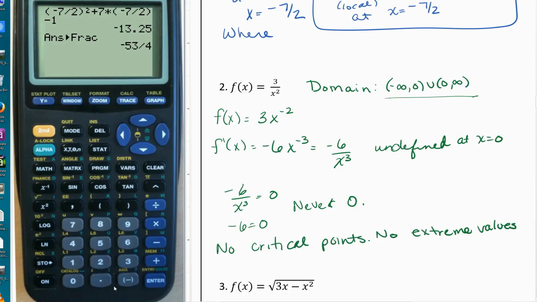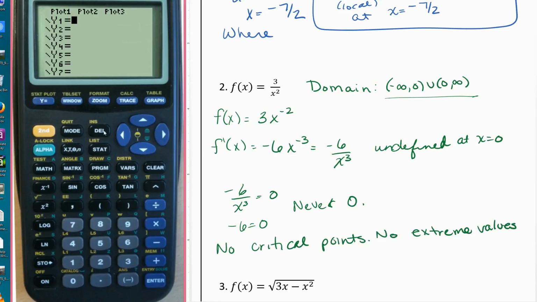Okay, and if you look at the graph, it's going off to, we've got this asymptote where it's going off to infinity, and our horizontal asymptote is at y equals 0, and so it's never actually hitting that minimum value.